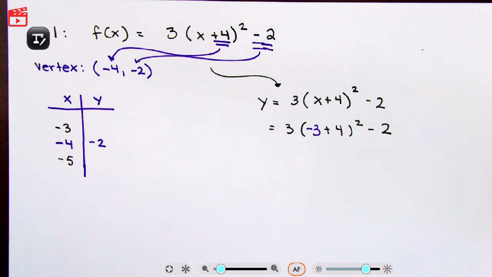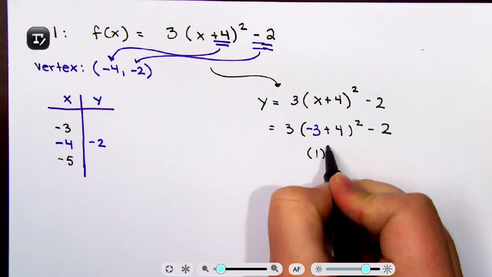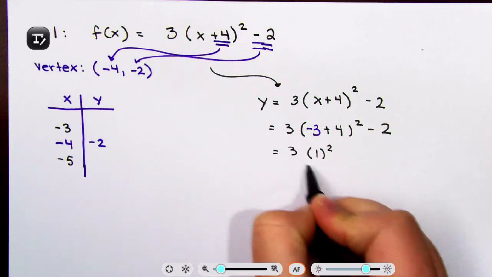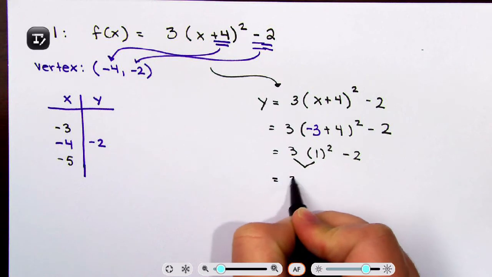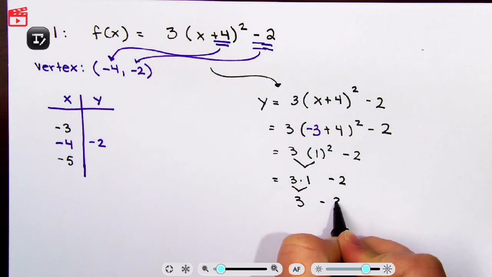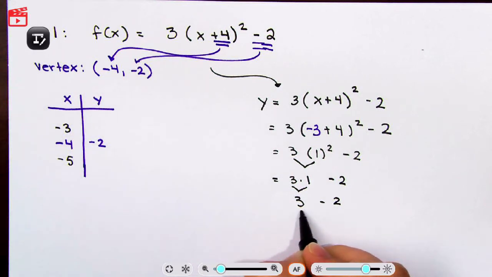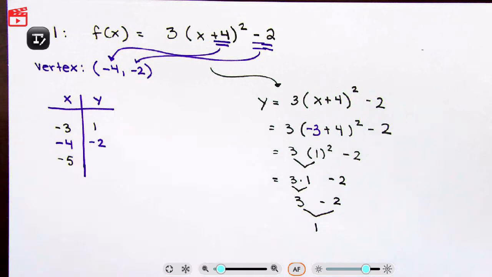Now here, with the help of a calculator if you need it, -3 plus 4 is 1. 1 squared is 1. Make sure that you multiply before you subtract or add. So this is 3 times 1, 3. Again, make sure you multiply before you subtract. 3 minus 2 is positive 1. So when my input was -3, my output was a positive 1.